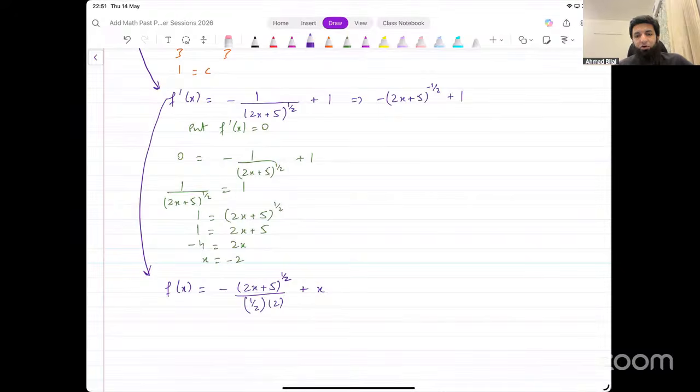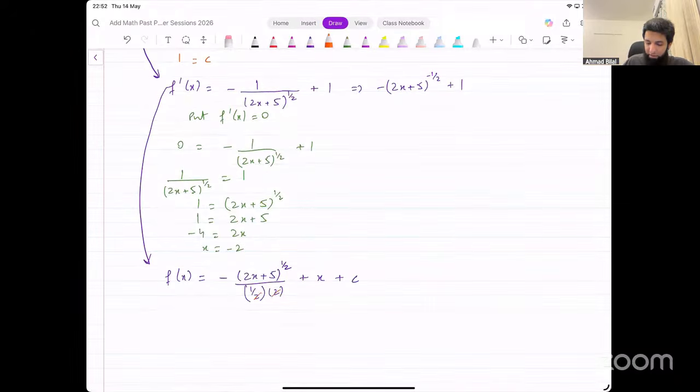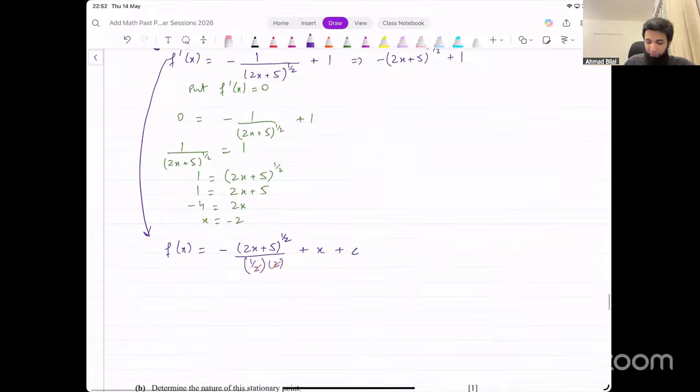Is that it? Do we need to do anything else after this? Remember, whenever we integrate, we always have a plus c. So in this case as well, we have integrated again. We have another c now. Now we need to find the value of this c as well. That's why it was 11 marks. That's a lot of working.